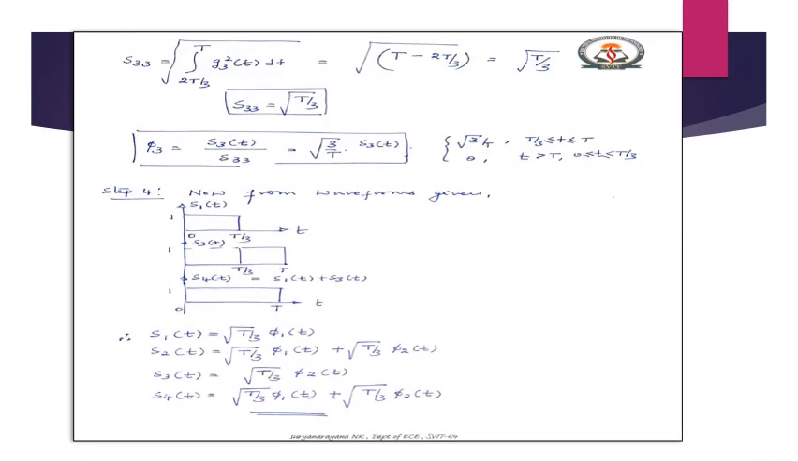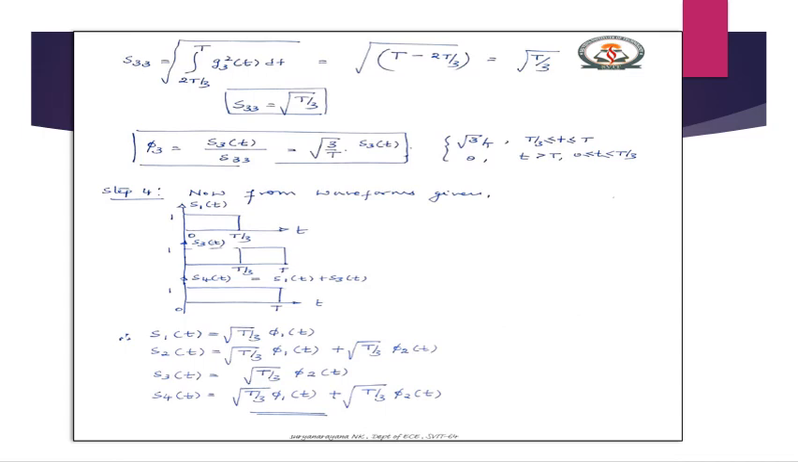And the final step is as follows. S33 is nothing but the root of the integration from 2T by 3 to T of g3 square of t into dt. When we substitute the respective value of g3 of t here, it results in root of 3 into capital T to T by 3. So the value will be root of T by 3. Therefore the s33 value is nothing but root of T by 3.